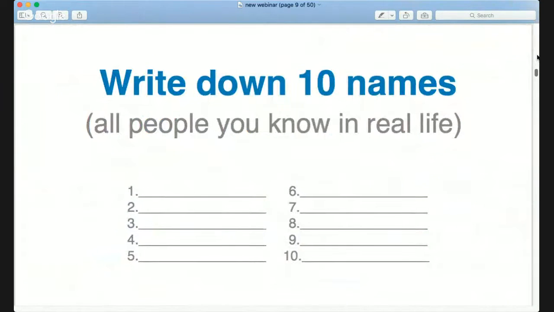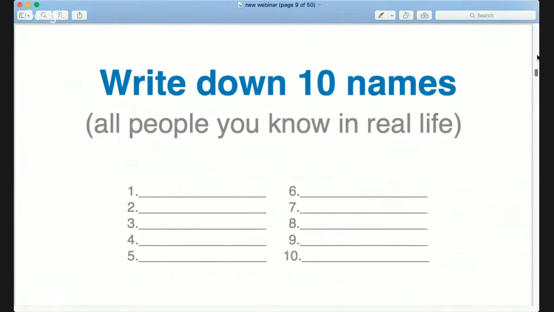So the first thing you do is you write down 10 names of people you know in real life. Now, these are people who are interested in what you write about on your blog. Okay, so maybe your neighbor is someone you know in real life, but your neighbor isn't interested in what you write about. I'm going to use an example kind of throughout this time together, just for consistency's sake.